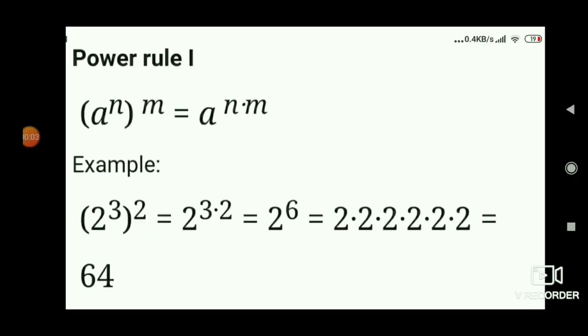The next rule of exponents is the power rule. If we have two or more powers for the same base, then we can multiply the powers. That is, a to the power n whole to the power m can be written as a to the power n into m. For example, 2 to the power 3 whole to the power 2 can be written as 2 to the power 3 into 2, that is equal to 2 to the power 6, which gives us the result of 64.